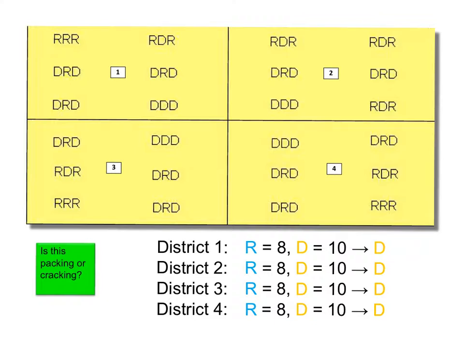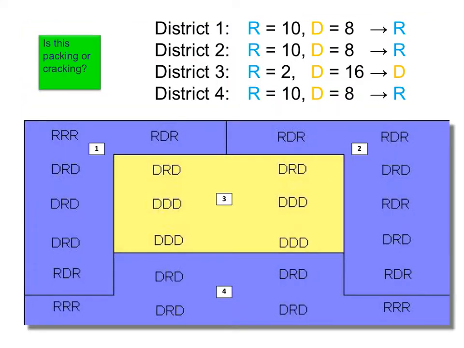So in District 1, if we look at it through the bottom here, it has 8 Republicans and 10 Democrats. Democrats should win, right? Because we see 10 Democrats, majority wins, so District 1 should go towards the Democrats. District 2, Democrat. District 3, Democrat. District 4, Democrat. Now, what if we changed the boundary lines and it looked like this?